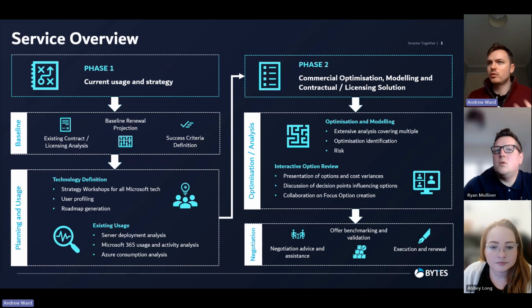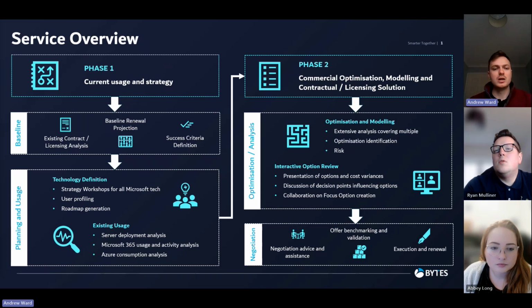So, a very quick overview of the service using the slide here. Firstly, baseline. So understanding what our current baseline contract is, what our existing contract looks like, what that's going to look like for us if we go like for like this time round, and then defining what the success criteria is for us as an organization. A key stage then is planning and usage. This is partly where those conversations about E5 really start to come forward. We're looking at what our Microsoft technology strategy looks like going forward, looking at user profiles, and building out roadmaps as well.